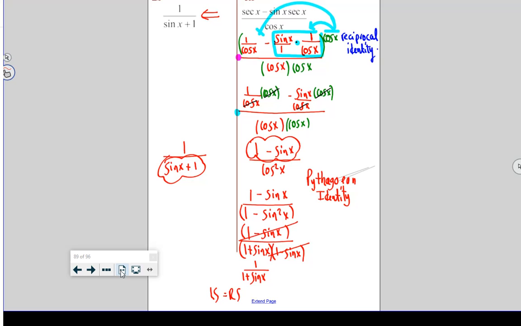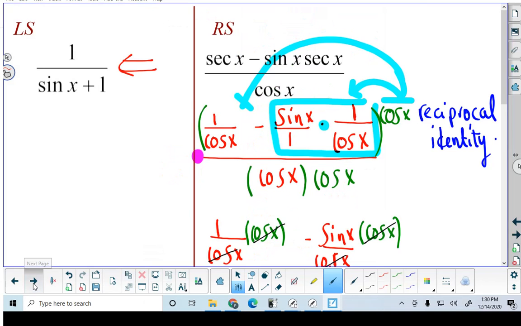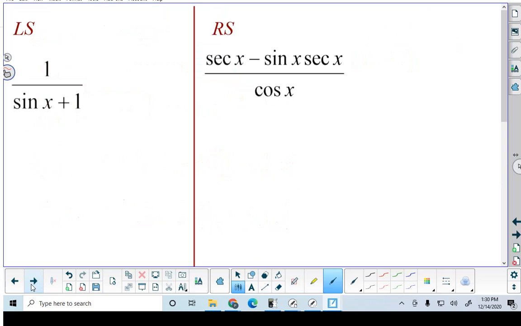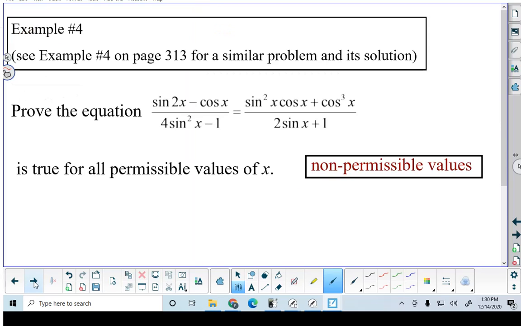All right, let's take a look at example 4. And let's, I don't know, do we want to do non-permissible values again? I guess we should. So when you look at this equation for non-permissible values, there are no reciprocal identities and there are no tangents. So we don't have to worry, in other words, everybody, about hidden non-permissible values.